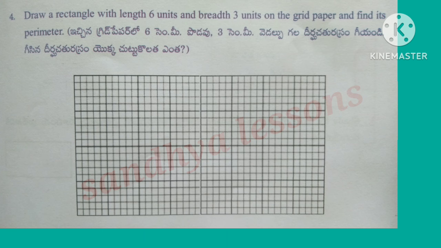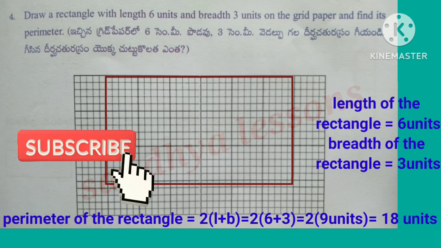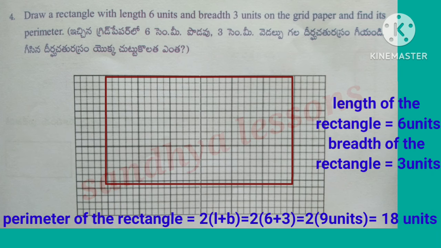Fourth problem, draw a rectangle with length 6 units and breadth 3 units on the grid paper and find its perimeter. Solution, length of the rectangle is equal to 6 units. Breadth of the rectangle is equal to 3 units. Therefore, perimeter of the rectangle is equal to 2 into (length plus breadth), which is equal to 2 into (6 plus 3). That is equal to 2 into 9 units, which is equal to 18 units. Therefore, perimeter of the rectangle is equal to 18 units.